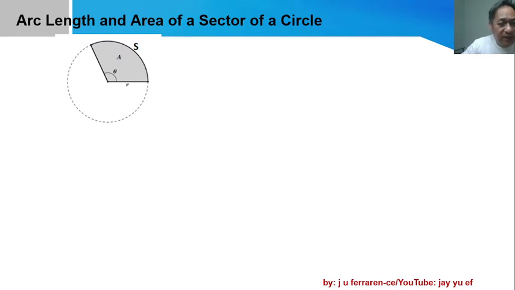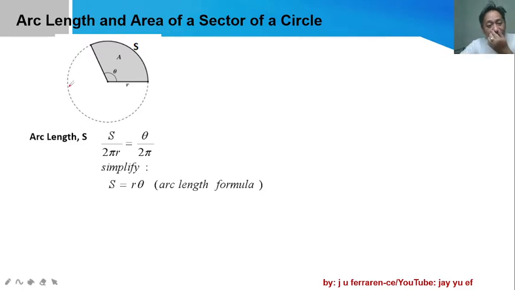Now, this is the arc length, s. And then we also need to determine the area of the sector, which is denoted by A. Now let us show how the formulas for s and the area will be derived. For the arc length s, I form a ratio between s and the entire circumference, which is 2 pi r. That is equal to the central angle in ratio with the complete rotation of 2 pi. Our theta here will be expressed in terms of radians.